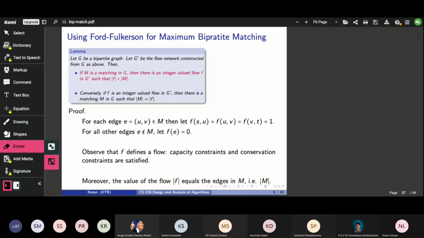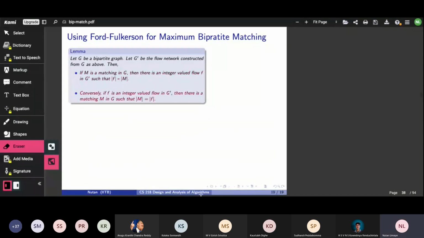All right. So now the other direction. The other direction is also not very difficult. It's just a slightly delicate argument. Okay, so let's try to prove this.